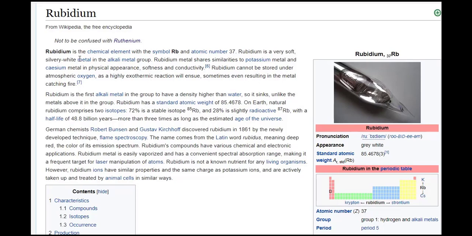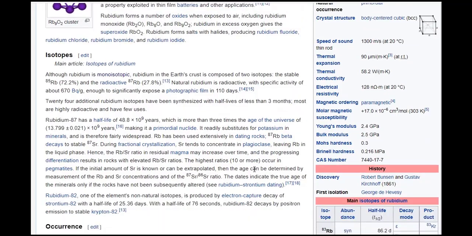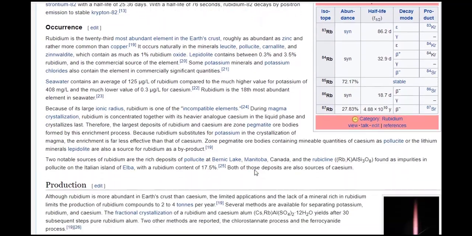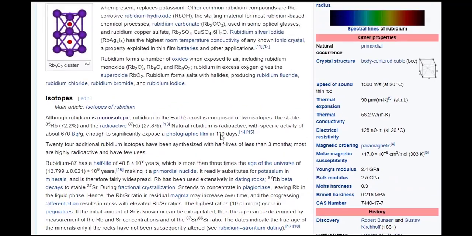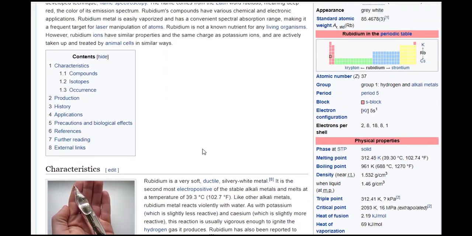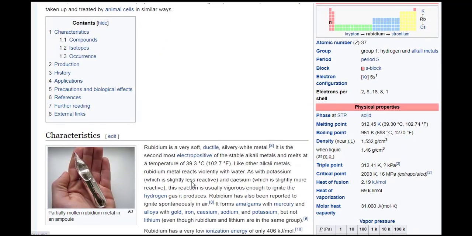The atomic number is 37. It's Rb rather than Ru because ruthenium was discovered first, back in 1841. It wasn't until 1861 that Bunsen ended up discovering rubidium. One of the methods they used for discovering elements was to burn things and get characteristic flames. And the flame test, characteristic color of flame for rubidium, is this ruby color. So there we go. We've got our rubidium, and here's a larger sample.